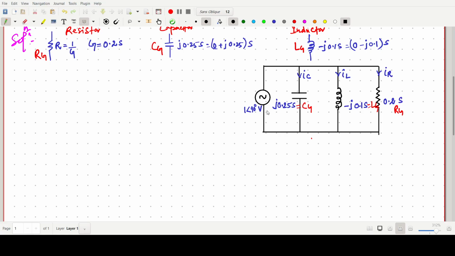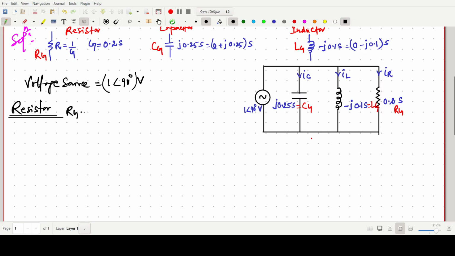But here the voltage source has a voltage in the polar form, 1∠90 degree volt. Since it is in the polar form, it will be better to convert all the admittances into the polar form. So first we have to start with the resistor. For the resistor, Rg is already given. I am saying Rg, it is 0.2 Siemens.